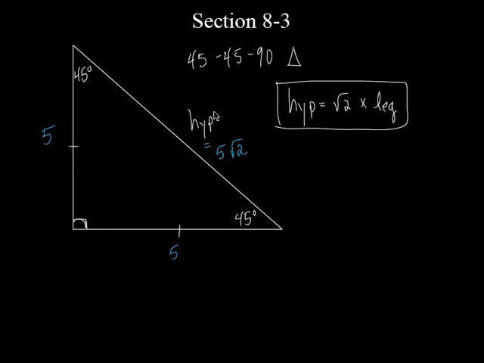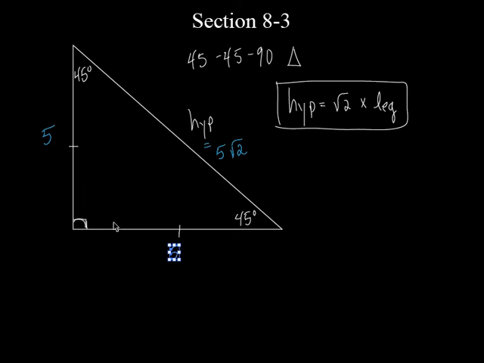If you're taking a test and it's a timed test and you want to finish, it's a lot easier looking at this and saying, oh yeah, the hypotenuse is the square root of 2 times one of these legs, 5 square root of 2, bang, I'm done. No work to even show. All right, you just write it down. That's it. Here's where it gets a little bit more complicated.